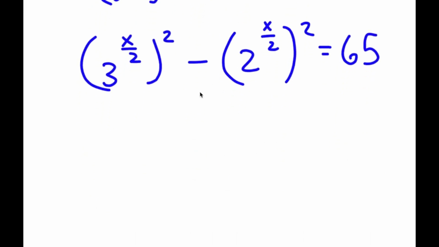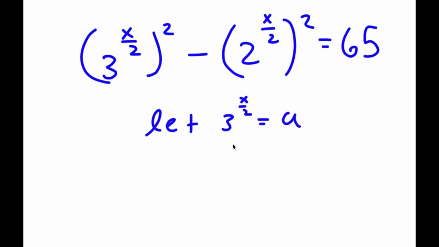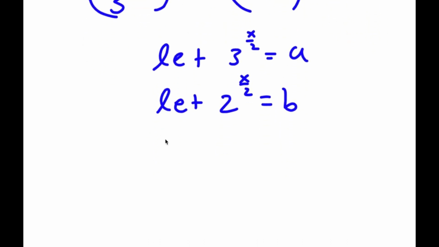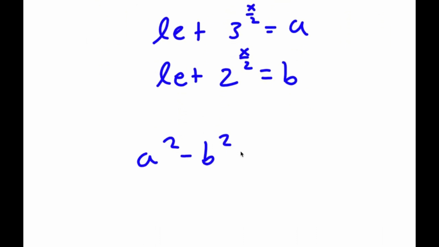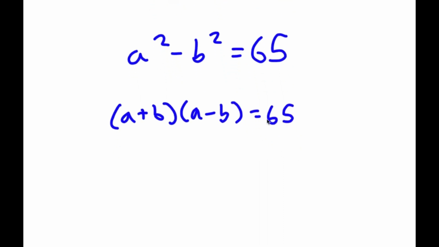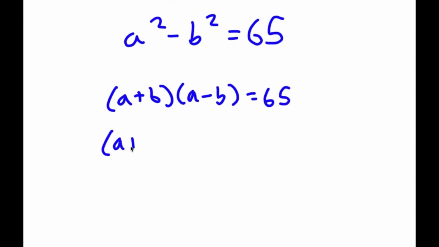Now, I'm going to let 3 to the power of x over 2 equal to the variable a, and 2 to the power of x over 2 equal to the variable b. So now I have a squared minus b squared is equal to 65. So a squared minus b squared, that's the same thing as a plus b times a minus b, which is equal to 65. And 65 I can rewrite as 13 times 5.